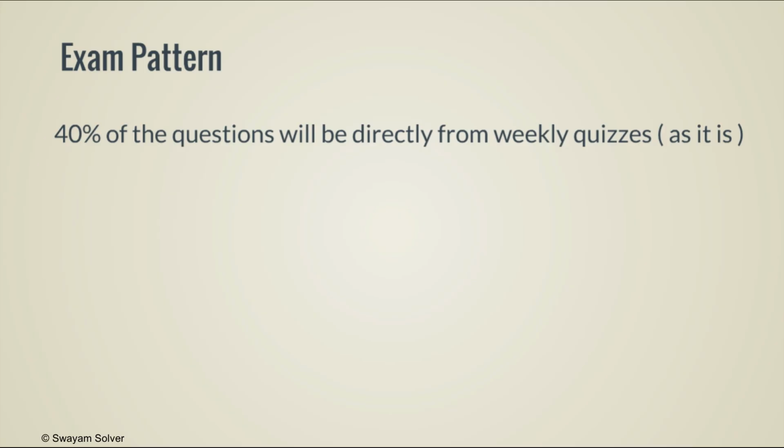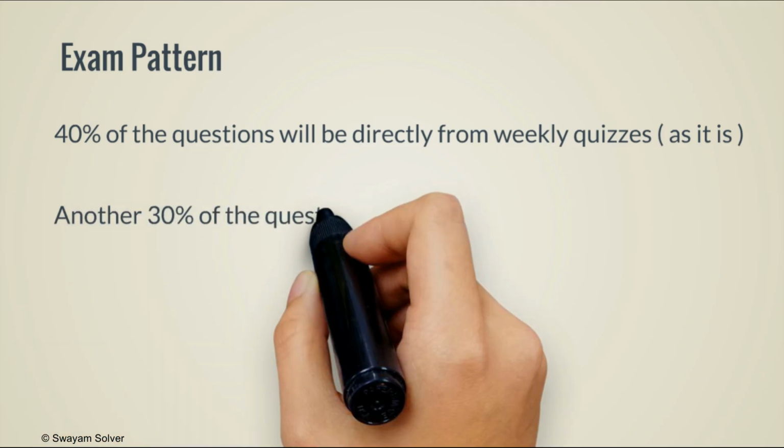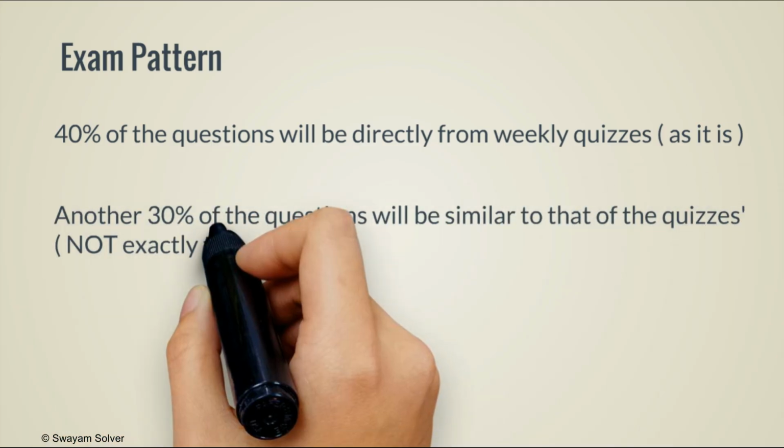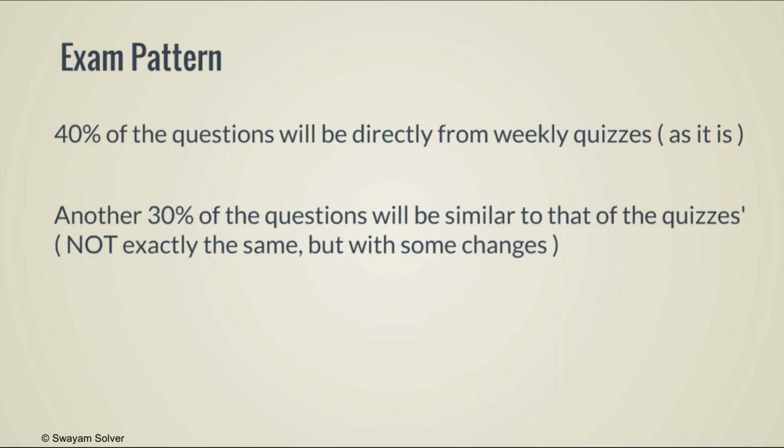And another 30% of the questions would be similar to that of assignments, but not exactly the same. So what they can do is they could pick a question from your assignments and modify it a little bit, like a change in some data or options of the question or some header file or function call, and they would put it into your exam paper. Or what they could do is they would find some similar questions based on similar concepts and they would put into the question paper. Okay.